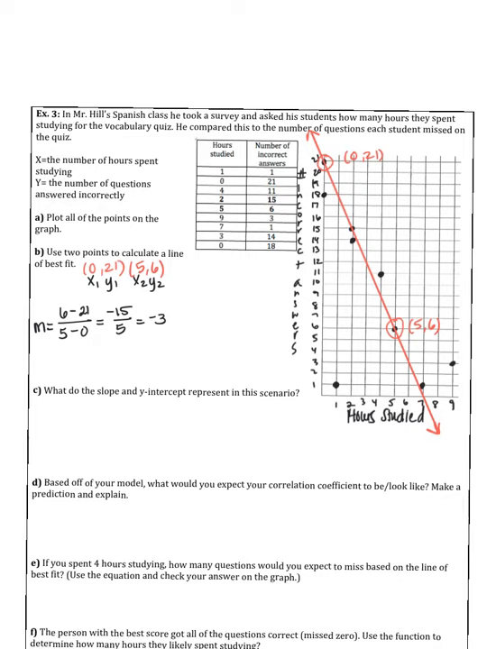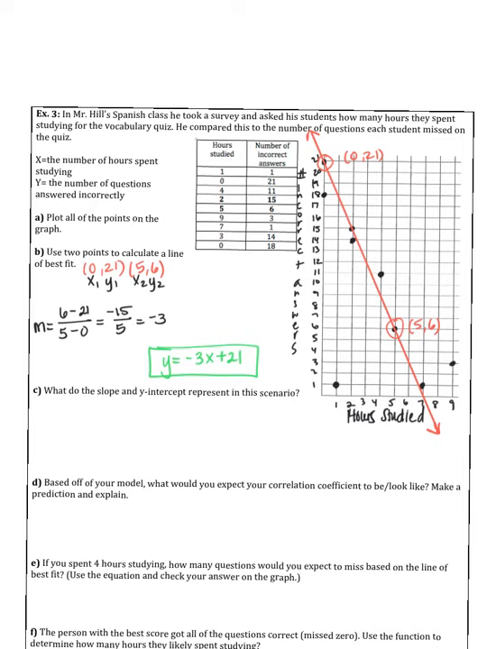Luckily for us, we have chosen a y-intercept as one of our coordinates to write our line through, so we do not need to use the point slope form. We can go straight to slope intercept form and write our equation: y equals negative 3x plus 21. And that is the equation of our line of best fit.